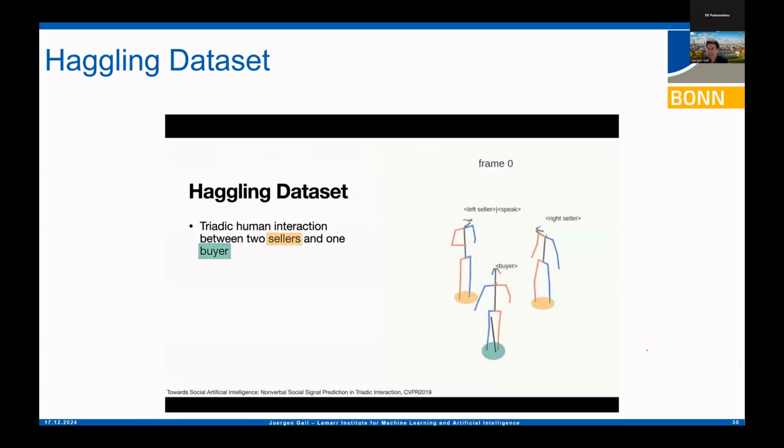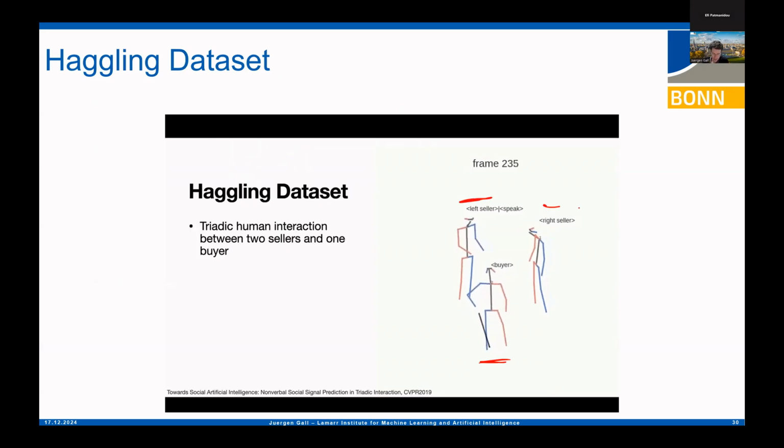So some of the datasets we use, one dataset is from CMU, the so-called Haggling dataset. This is where people play some game. So what you see is you have a buyer who wants to buy stuff, and you always have two sellers, the left seller and the right seller, and they want to sell a product to the buyer. You also have the information who is speaking, and this black line you see in the video shows if the buyer is looking at the left or the right seller, so on which person the buyer is currently focusing. And this is an example of a dataset we actually used.